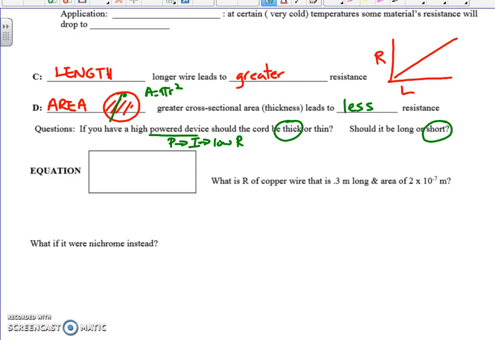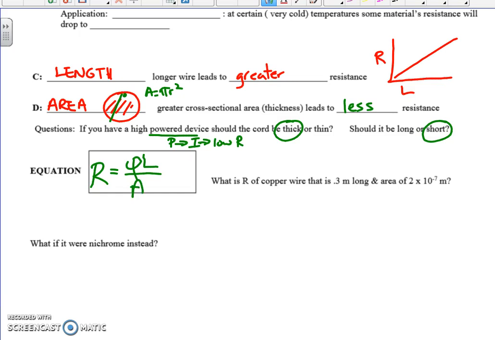So let's put it all together. We have 4 factors that matter for the resistance. So we can sum it all up and say the resistance of any material is equal to the resistivity rho multiplied by the length divided by the area. And it's as simple as that.